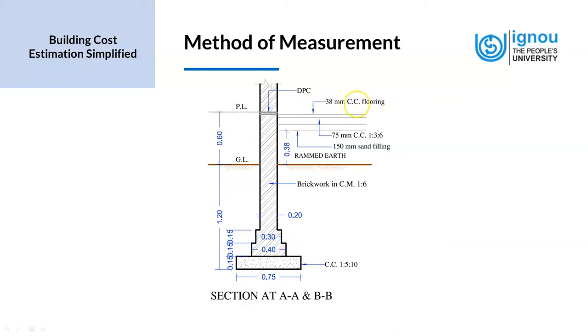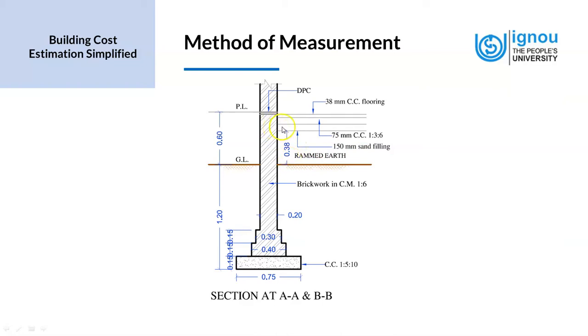Now, what happens in the area between the ground level and the plinth level? That is what we are going to look at. First of all, right above the ground level, we have rammed earth, where backfilling takes place. We fill the earth and then we ram it in different layers. This is something that we have referred to in the previous slides. This is brought to a level of 0.38 meters. So we have earth filling in this area, the first layer right above the ground level.